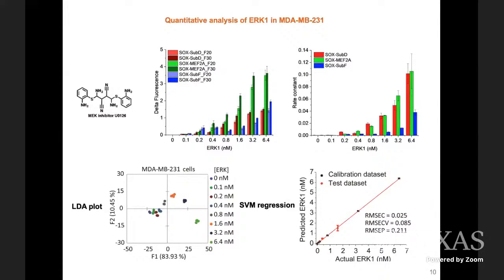And the cancer cell was pretreated with the ERK inhibitor. Then the different concentrations of purified ERK were added to build the calibration curve. Using the delta fluorescence and the rate constant data, the LDA plot was generated here, and the SVM regression model was built.